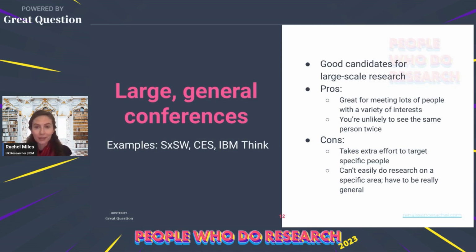You get to meet a lot of different people with a variety of interests. You're also unlikely to see the same person twice, which is, I didn't know where to put that, if that's a pro or a con. It could be good, it could be bad. I don't know, depending on how you think about it.